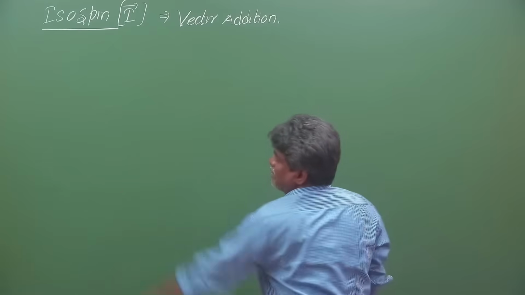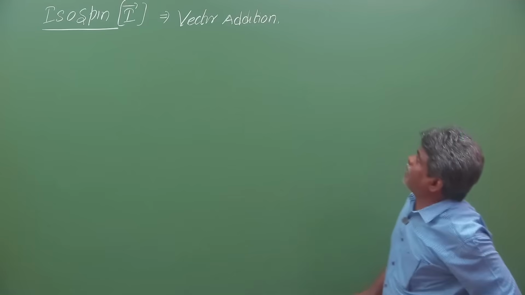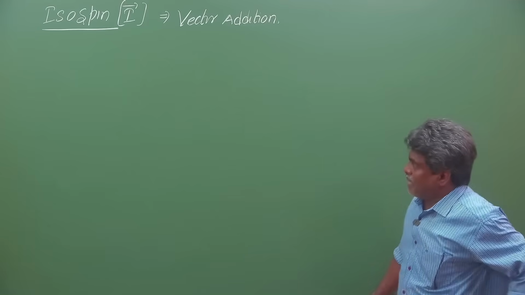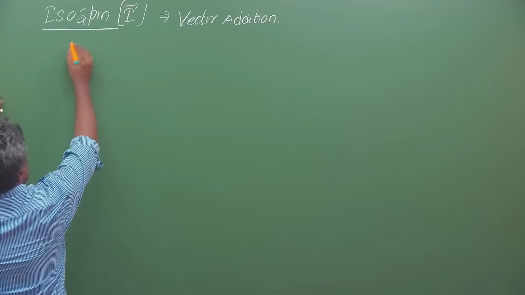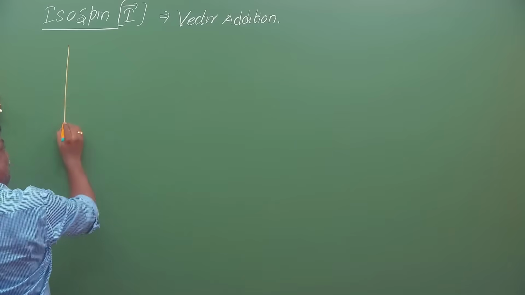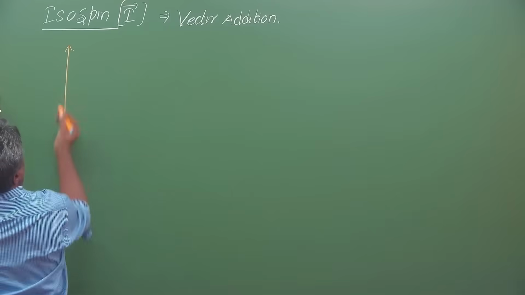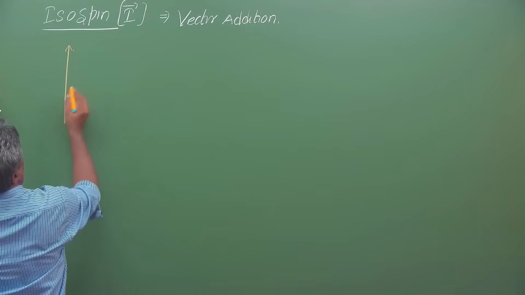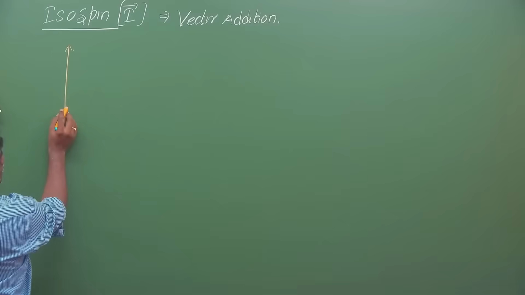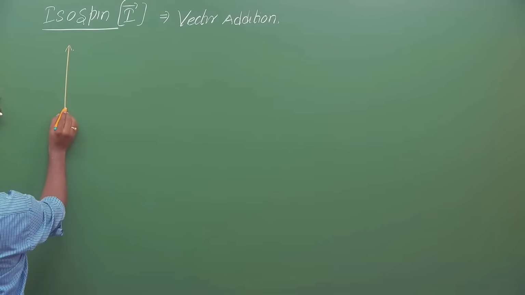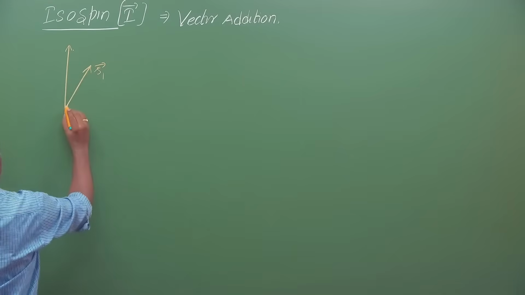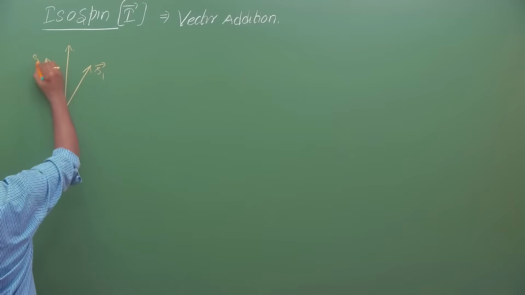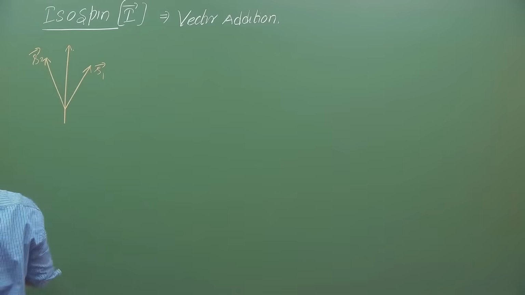Here be a little bit careful. Isospin conservation is not a scalar addition. What is it? A vector addition. All of you please listen. How to add 2 vectors. Now for example, this is the z axis. Let us suppose there are 2 electrons. Everyone please see the board. The first electron spin is S1 bar and the next electron spin is S2 bar.